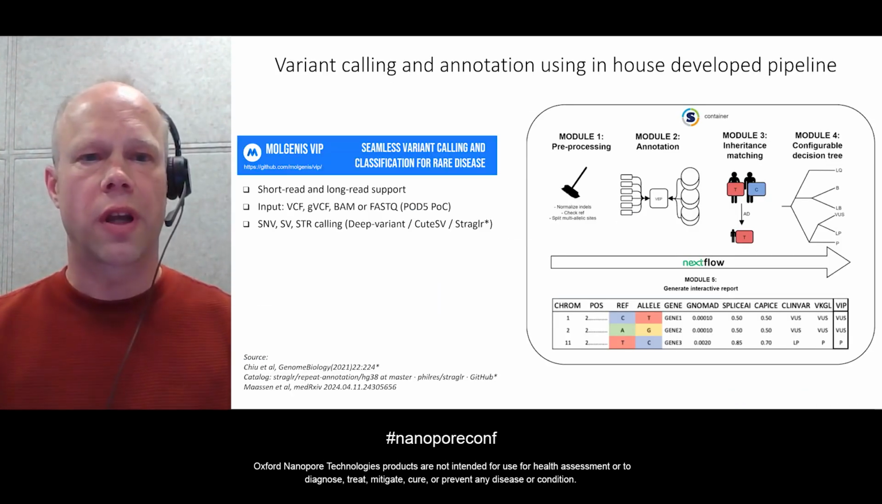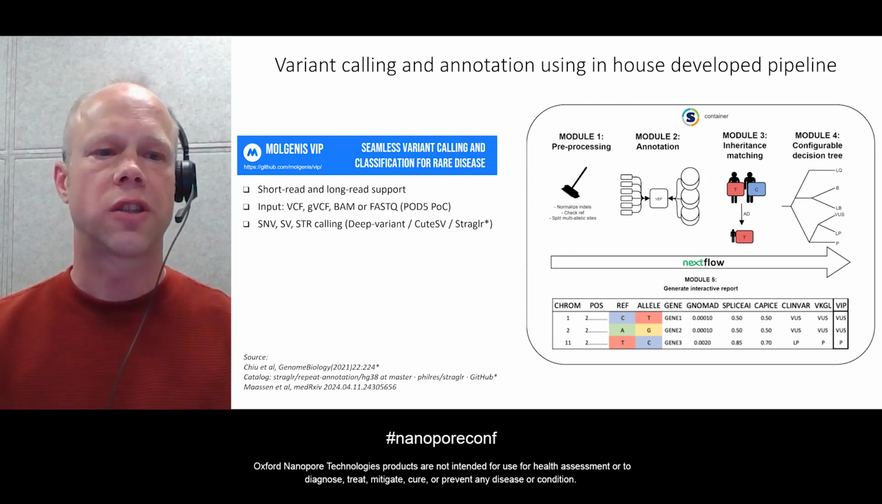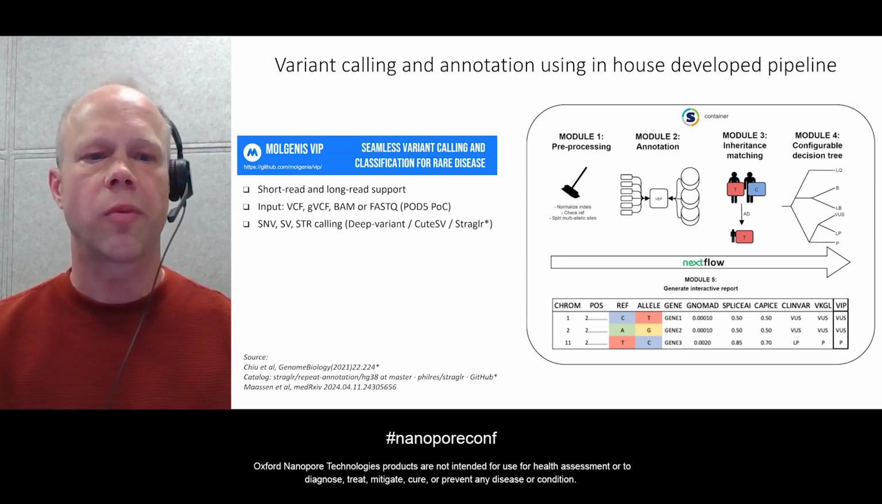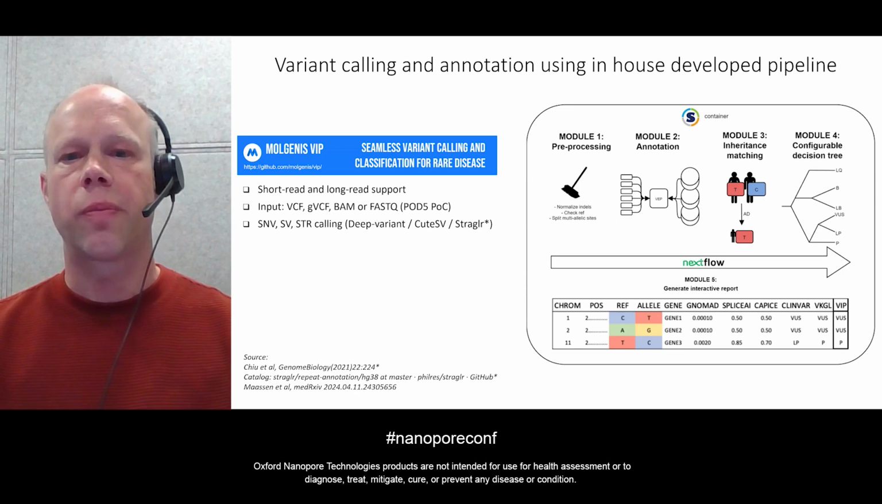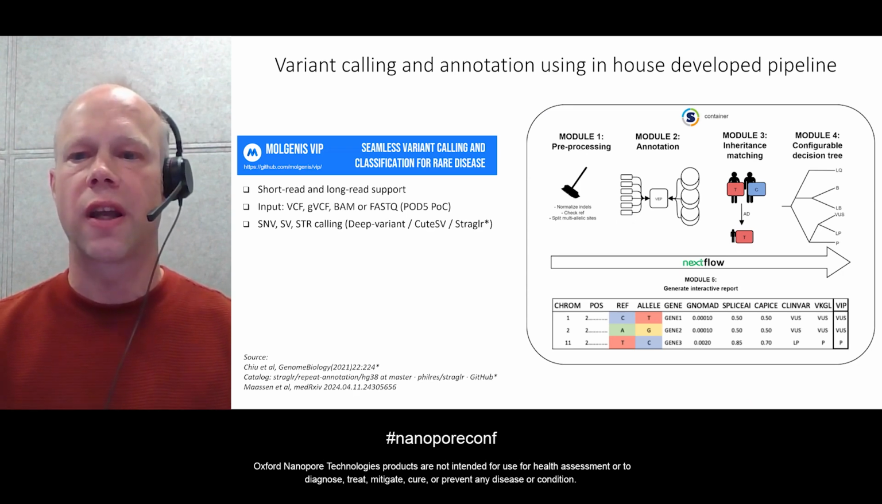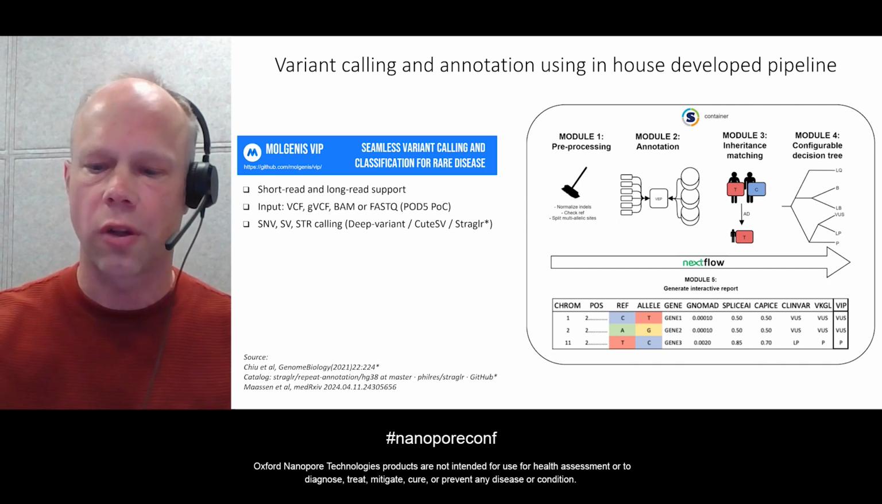We used our in-house pipeline for variant calling and annotation. This pipeline can be used for short-read and long-read sequencing. Several input files can be used, and we can use this pipeline for SNV, SV, and short tandem repeat calling. For short tandem repeat calling, we use Straggler with a publicly available catalog. Our variant pipeline can be used for pre-processing, annotation, inheritance matching, and there is also a decision tree included.